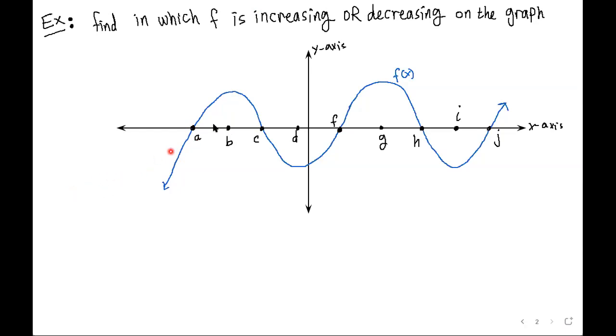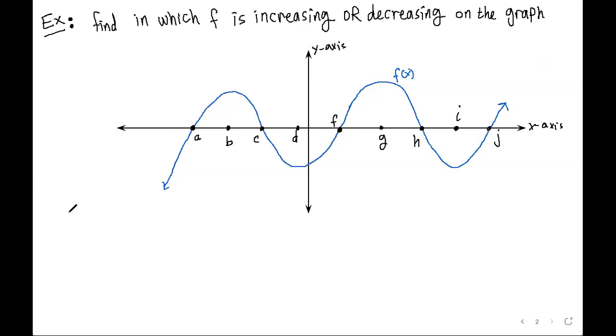So from minus infinity up to this point B, the function is increasing. Then from this point it goes down up to this point, the function is decreasing. Then the function is increasing again from this point up to here. Then the function is decreasing again until here, then increasing forever. Okay?